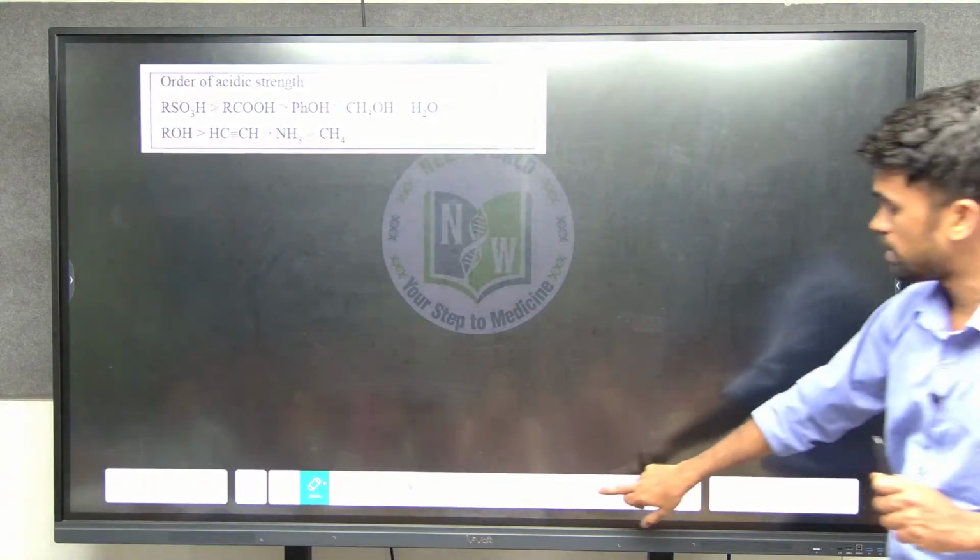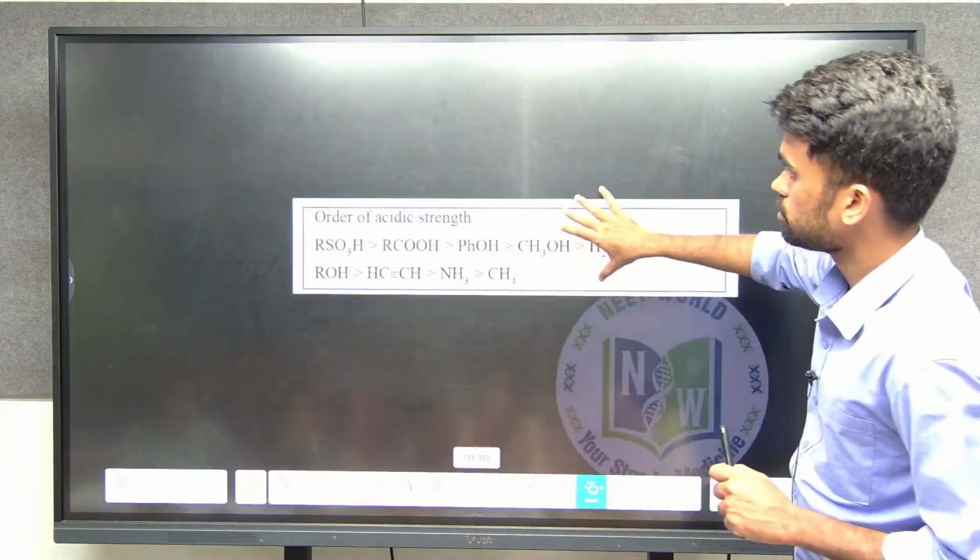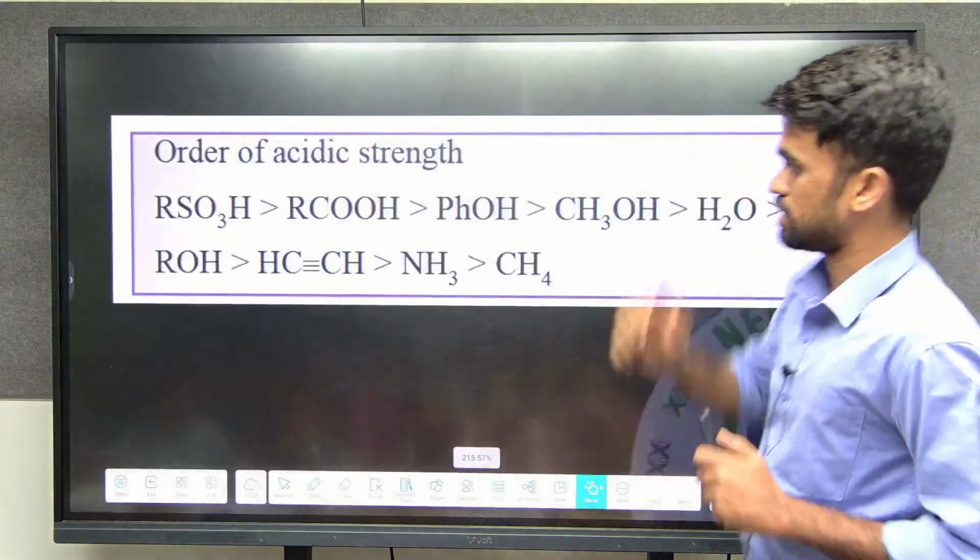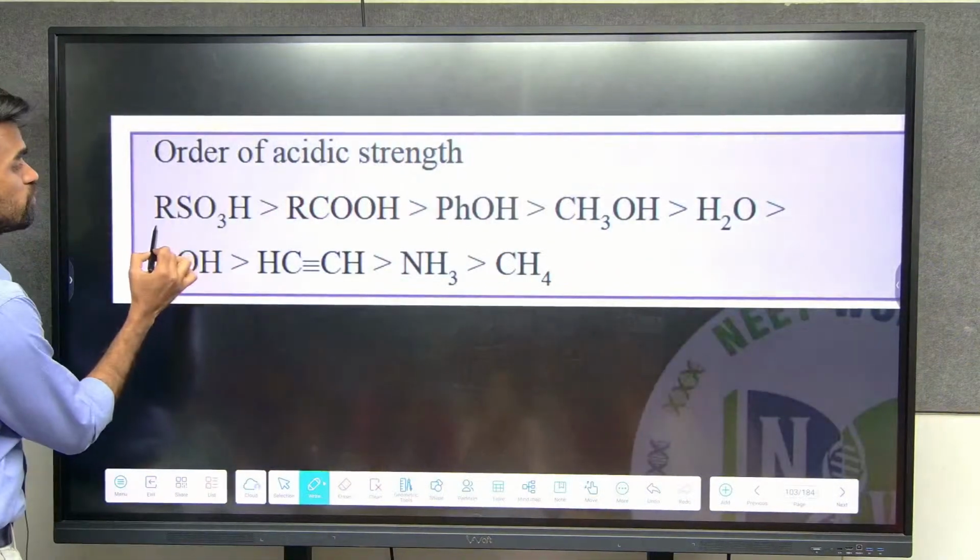Okay, next one, if you observe this, order of acidic strength. The first one you are seeing here is sulfonic acid. What is this?